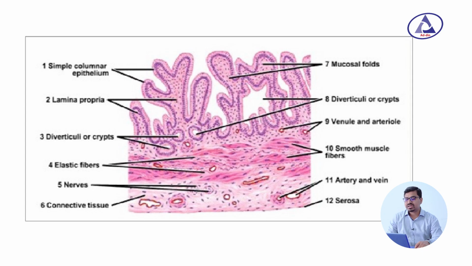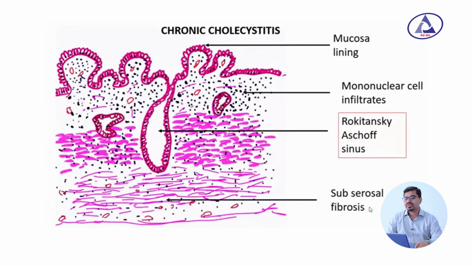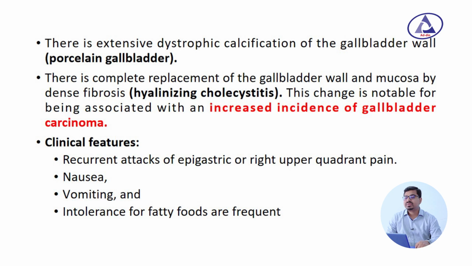This is the histological picture of chronic cholecystitis, showing the Rokitansky-Aschoff sinuses, mucous lining, mononuclear cell infiltration and subserosal fibrosis. There is extensive dystrophic calcification of the gallbladder wall. There is complete replacement of the gallbladder wall and mucosa by dense fibrosis, hyalinizing cholecystitis. This change is notable for being associated with an increased incidence of gallbladder carcinoma.